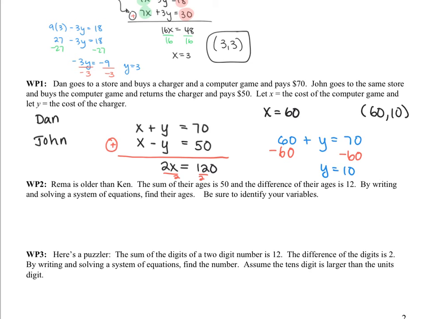Now I can prove this by saying, okay, a computer game plus a charger, 60 plus 10 is 70. The computer game was $60, but the return of the charger for $10 would be 60 minus 10, which would be 50.